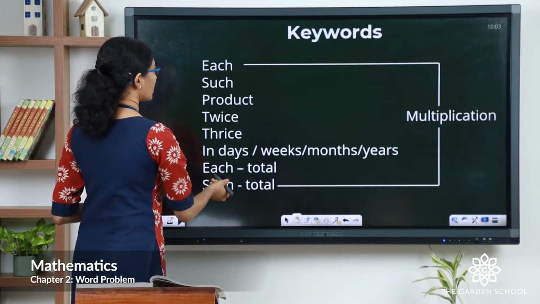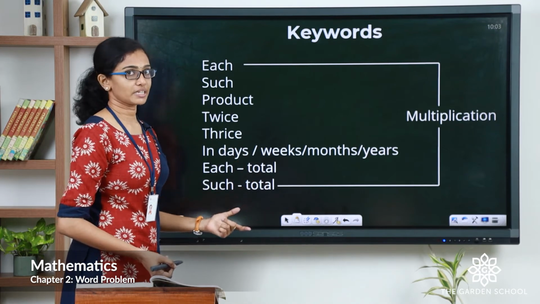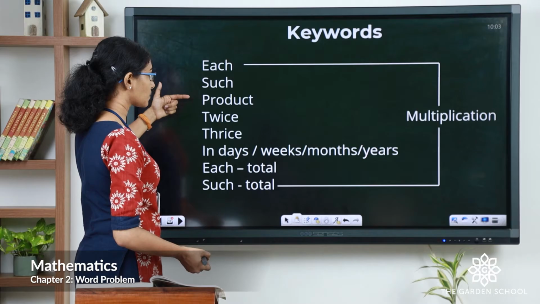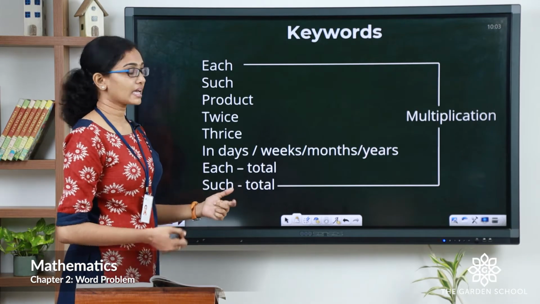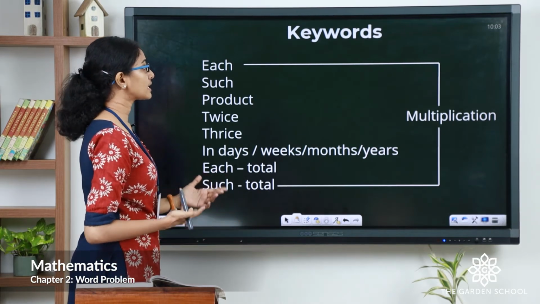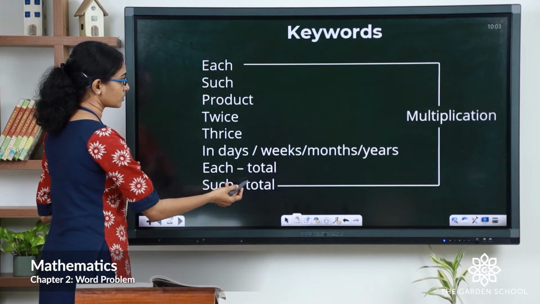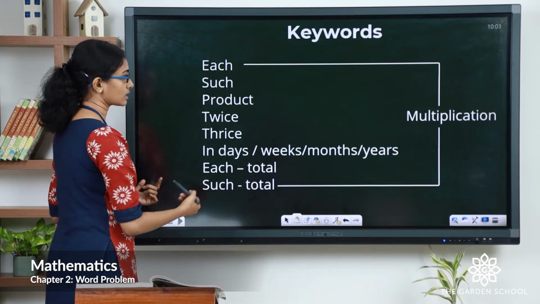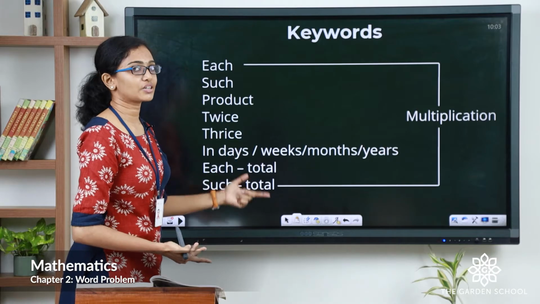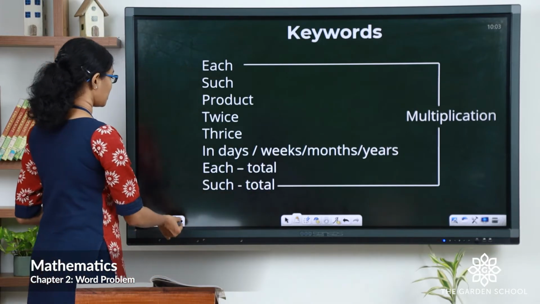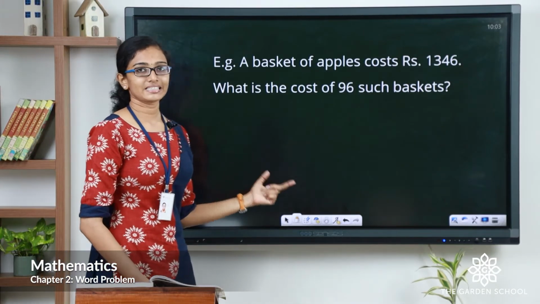So these are some words that you can see in multiplication word problems: each, such, product, twice, thrice, in days or in weeks or in months or in years, and a combination of each, or you have to find the total or such total. These are some of the keywords that you see in multiplication word problems. Let's look at one example now.